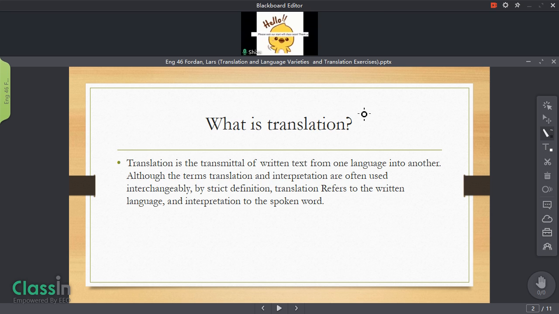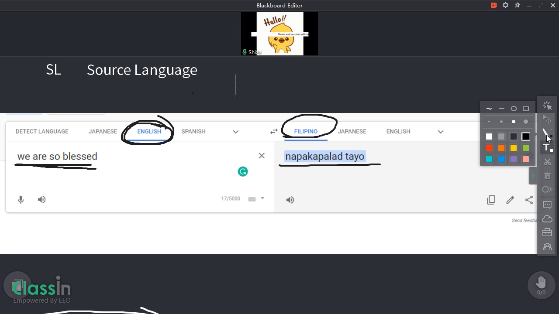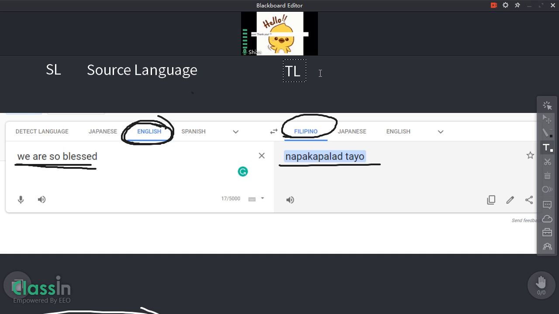Although the terms translation and interpretation are often used interchangeably, by strict definition, translation refers to the written language and interpretation to the spoken word. Let's say, for example, you want to translate this expression, we are so blessed. English is known to be our SL. SL means source language. And now we are going to translate SL into TL. TL is our target language.